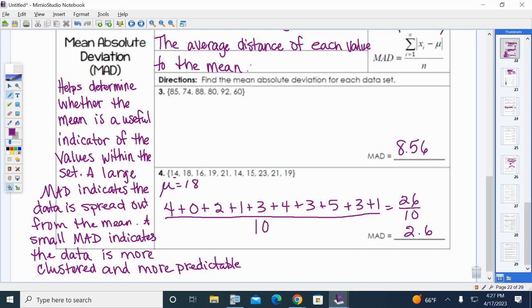In question number 4, most of those are in the teens or the low 20s. So they're kind of more clustered together than example number 3.